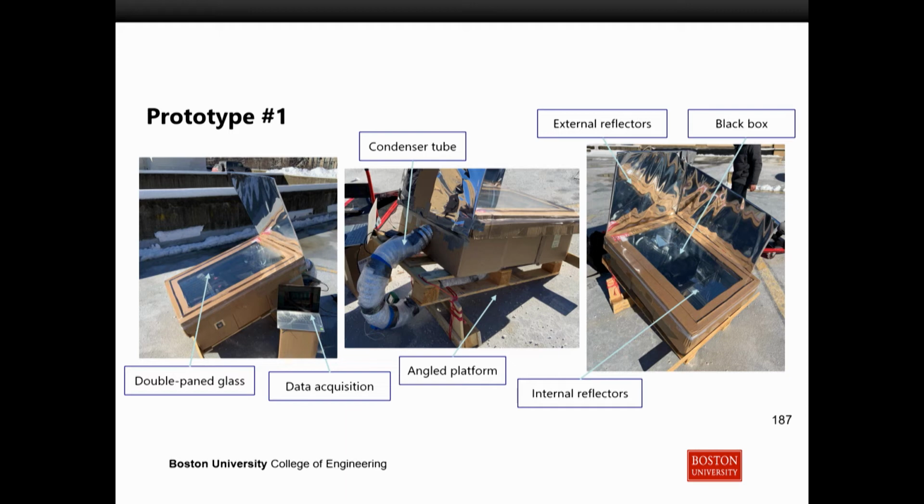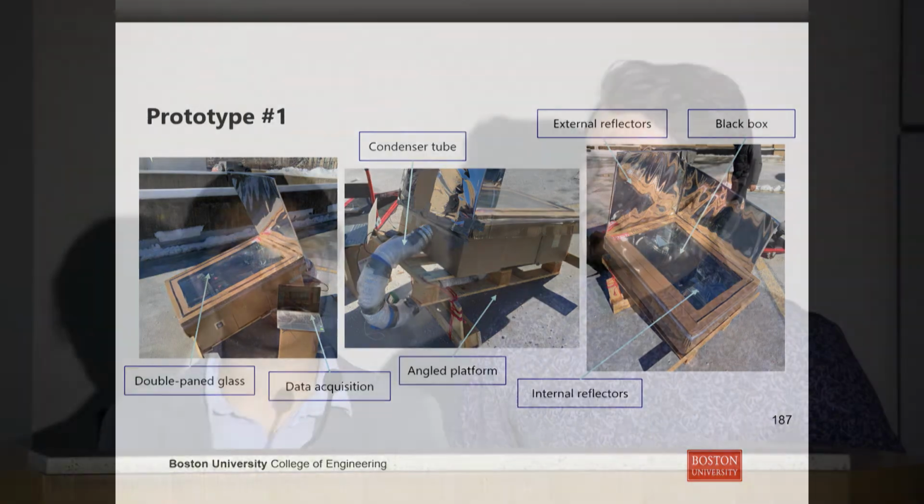Inside, you see a metal box, which is that black box. And then you see these external reflectors, which are guiding sunlight into that container. Something also you notice here is that there's a condenser tube. So this is actually interesting in terms of our engineering process. There's a lot of things that we learned during these prototypes.